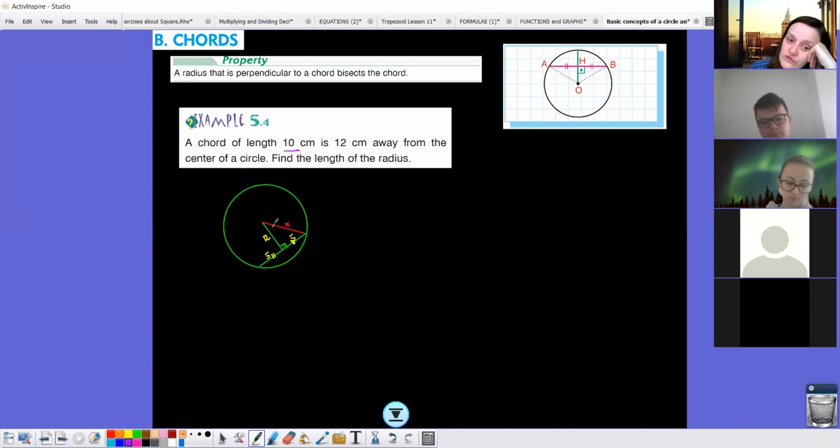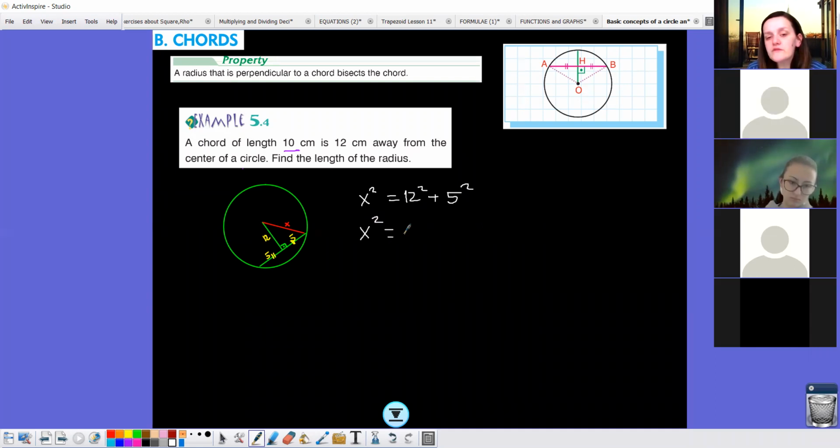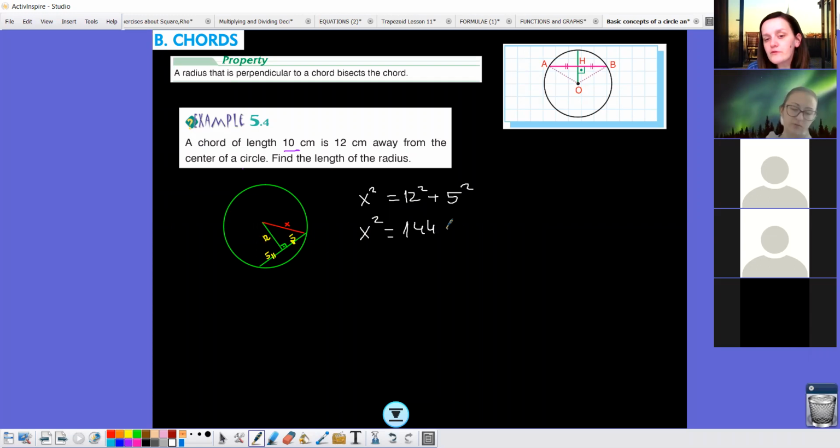Then we need to find the radius. If we draw a line from the center to the end of the chord, this one is the radius at the same time. Then we should use the Pythagorean theorem. X squared is equal to 12 squared plus 5 squared. Teacher, can I go just for 2 minutes? Okay. X squared is equal to 12 squared, which is 144, plus 25. So x squared will be 169. Then x will be 13.